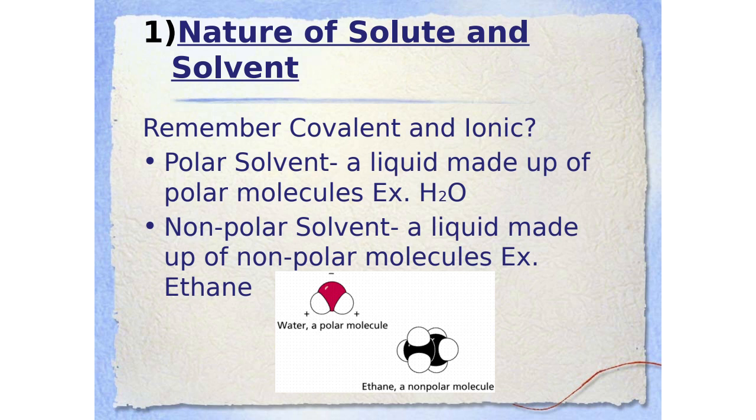So let's talk about the nature of solute and solvent first. When we discuss this, we need to remember the difference between covalent and ionic compounds and whether these compounds are polar or non-polar. So recall that a polar solvent will be a liquid made up of polar molecules. So for example, we know that water is polar.